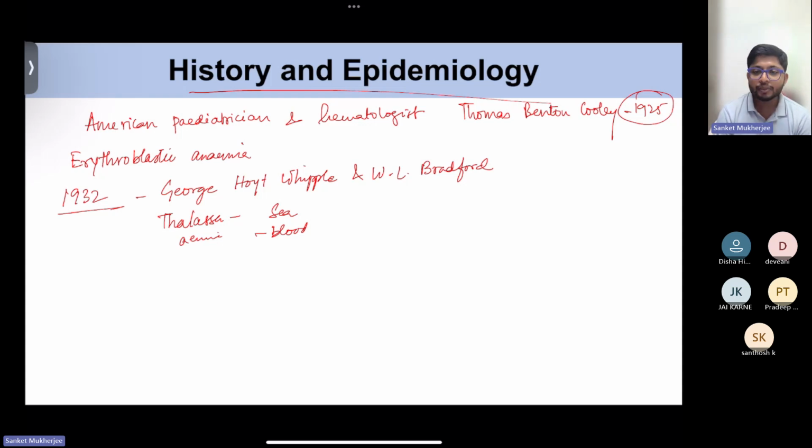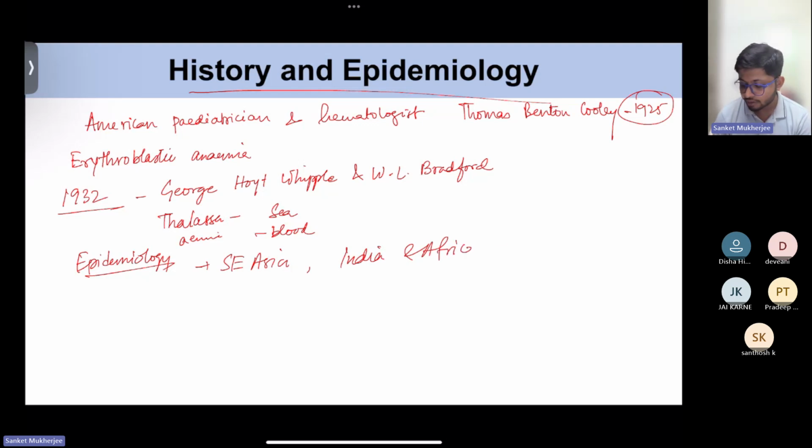If we talk about the epidemiology, it is very much prevalent in Southeast Asia, India, and Africa, and it shares its endemicity with malaria. Very unique, this is an observation. Due to population migration from different continents, this has spread to other parts of the world as well.